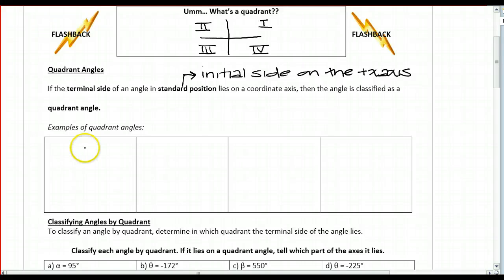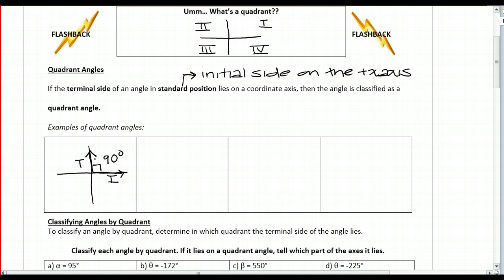The first type of quadrant angle, if we go ahead and draw our coordinate plane, is actually a 90-degree angle. Quadrant angle, we just said, is an angle that is classified with its initial and terminal side lying on the actual axes. This is a 90-degree angle with its initial side and its terminal side on the axes.